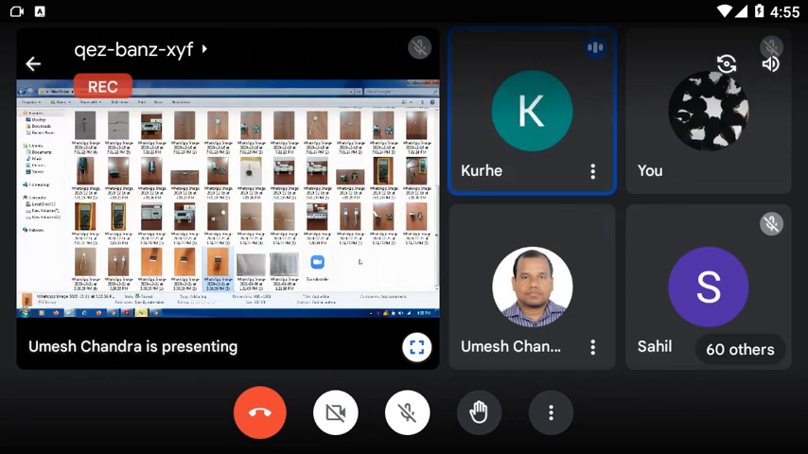Sir, what is the function of IC tester? IC tester means you just check the pins of the IC, whether that IC is working properly or not.